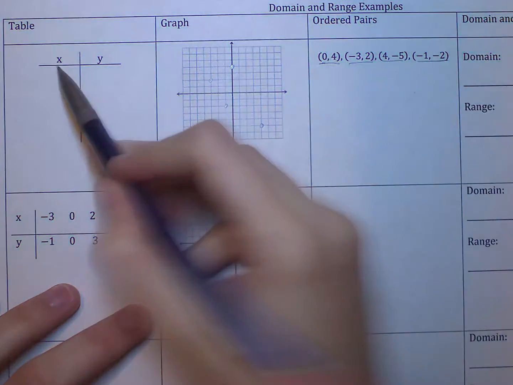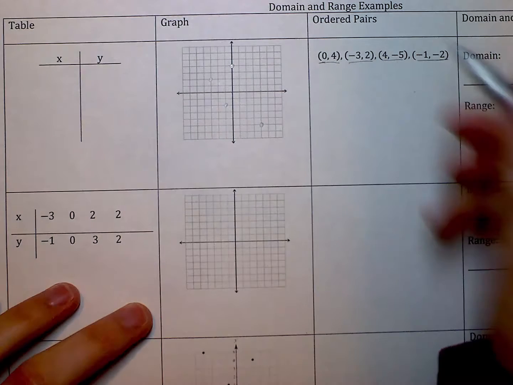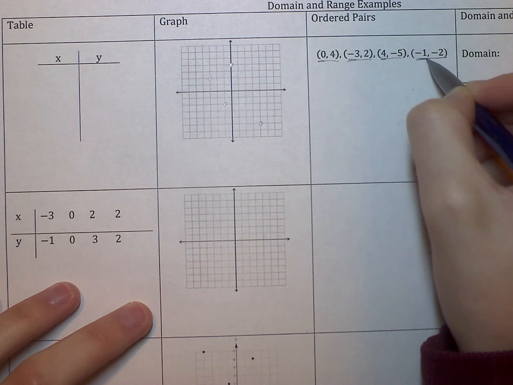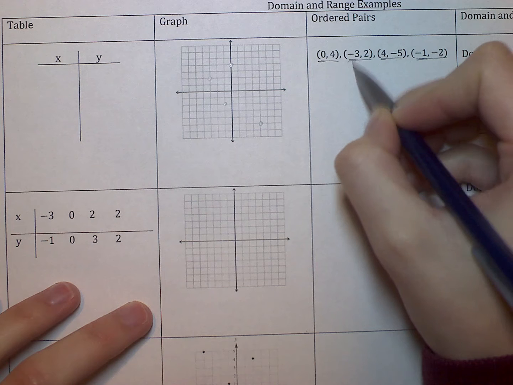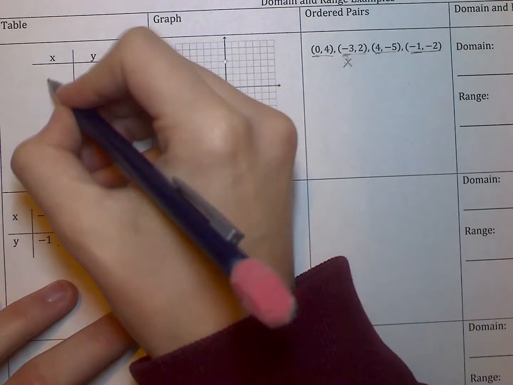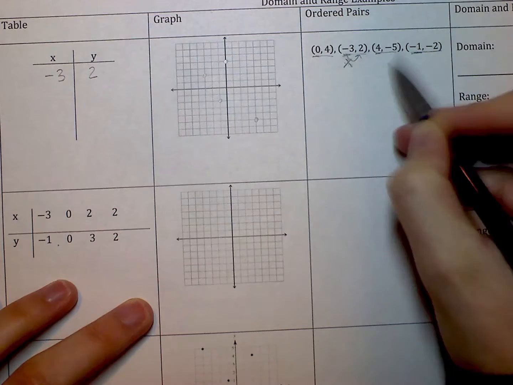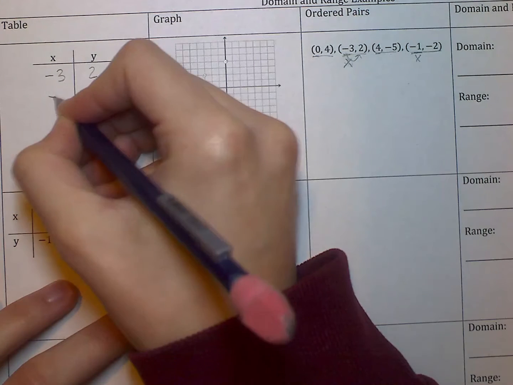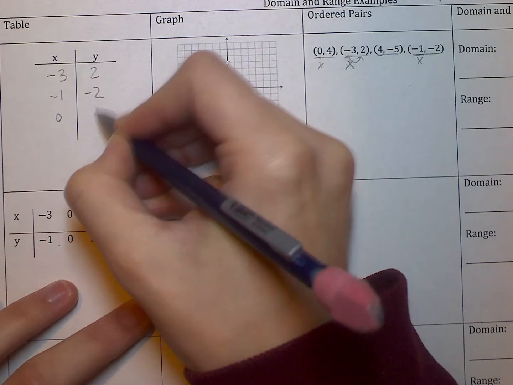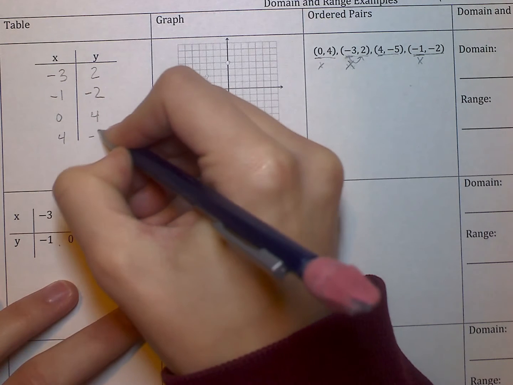If I take these same points and transfer them to the table, I just need to be a little bit careful. On a table, I make sure that the x values are in order from least to greatest. When I look at the x values, the smallest one is negative 3, so I'll do this one first. When x is negative 3, y is 2. The next one is negative 1, so we put negative 1, negative 2. The next one is 0, 4. And the next one is 4, negative 5.